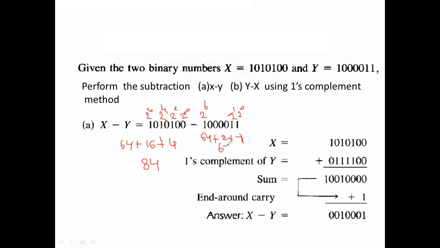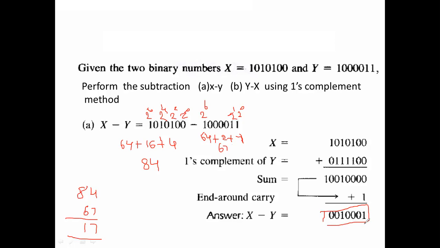So what is the result? 84 minus 67. What is the result? 4 minus 7 means take the borrow from here. 14 minus 7, that is 7. 7 minus 6, that is 1, so 17. Okay? So actually the result we are getting is 17. See here, this is the final result.